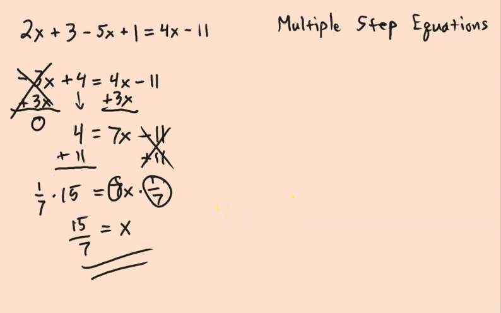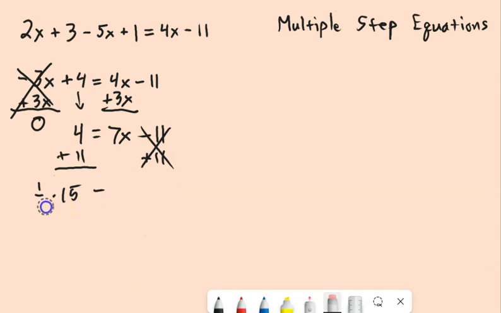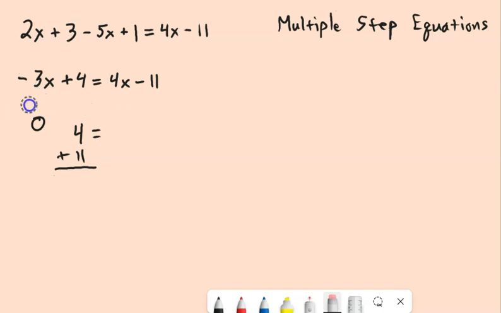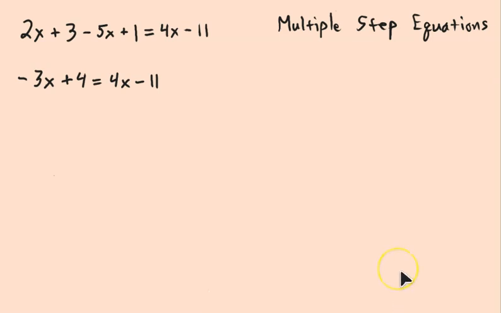Now, what would happen if we had done it the other way? What would happen if we had maybe canceled the 4x instead of the negative 3x? Well, let's see what might have happened. So let's go back to here. So what I'm going to do instead is subtract 4x from both sides.